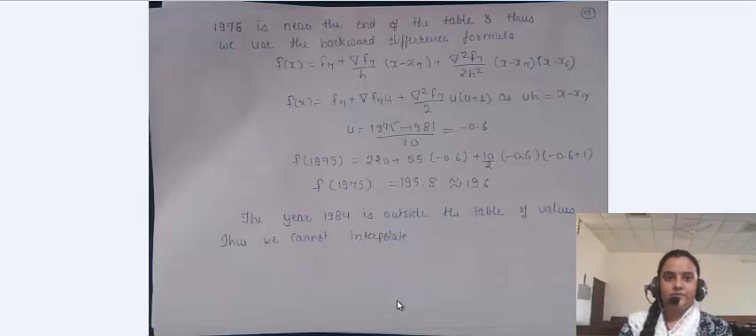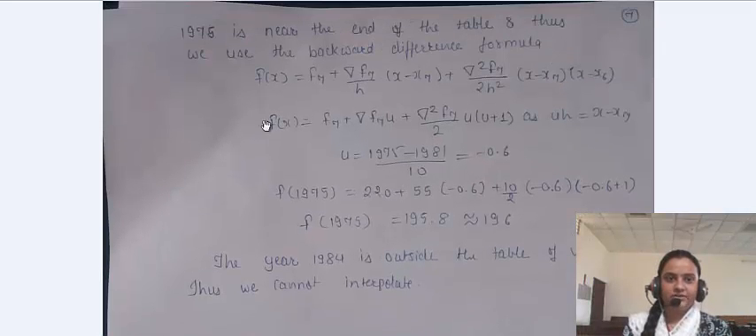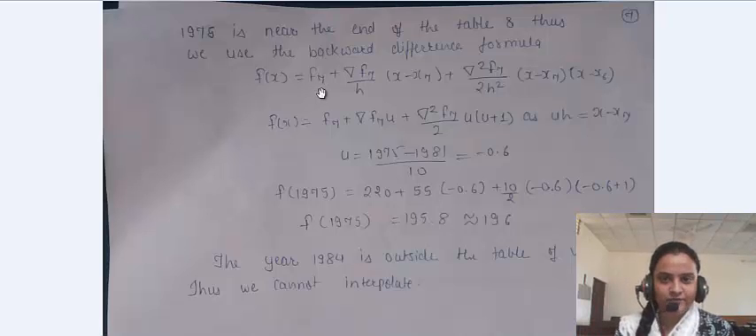Now next we have to find the population of the city in the year 1975. Since 1975 is near the end of the table, we use the backward difference formula. The backward difference formula is as follows. f of x is equal to f7 plus nabla f7 upon h. Here we have used nabla operator instead of del. x minus x7 plus del square f7 upon 2h square, and so on.